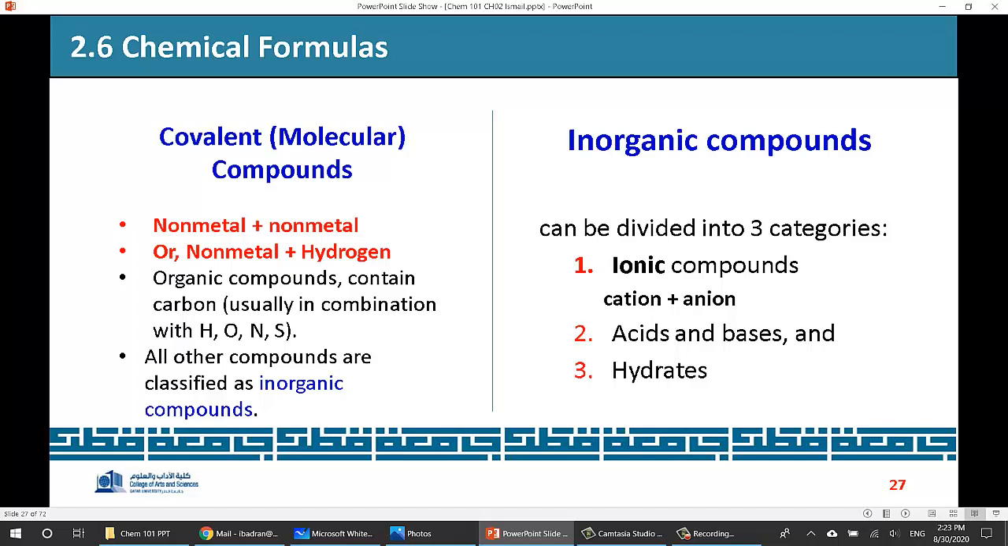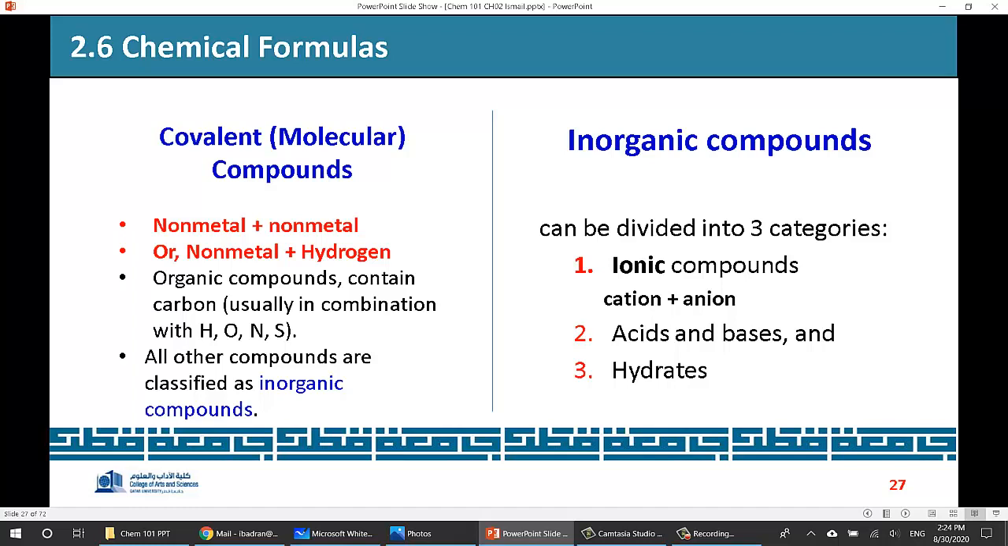We will continue our discussion today in chemical formulas, which are, by the way, divided into basically two big categories. The first one is called ionic compounds, and the other one is covalent compounds, and sometimes they call them molecular compounds. So molecular compounds are basically made of nonmetal plus nonmetal or a nonmetal plus hydrogen. An example is CO2, which is composed of carbon and oxygen, and they both are nonmetals, or CH4, which is methane, where carbon is a nonmetal and hydrogen.